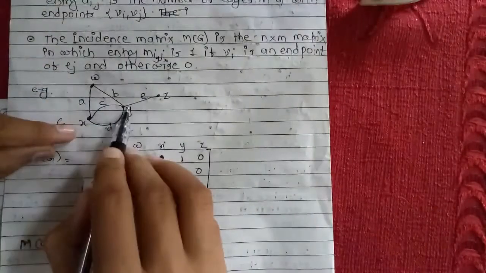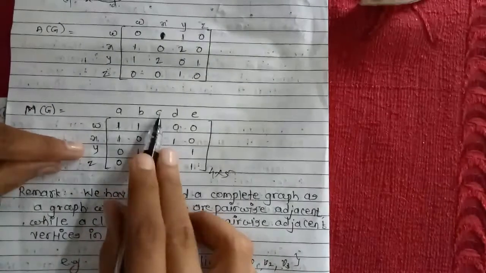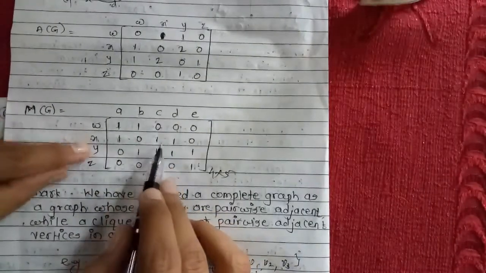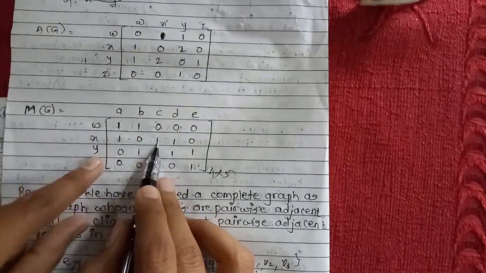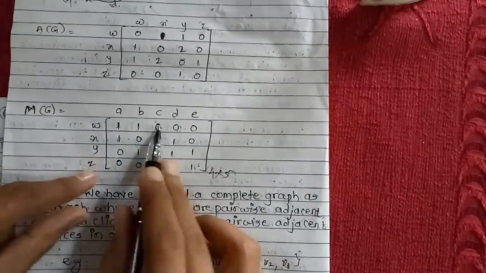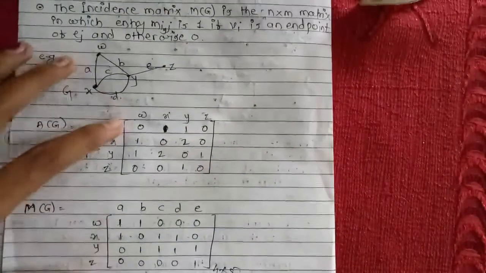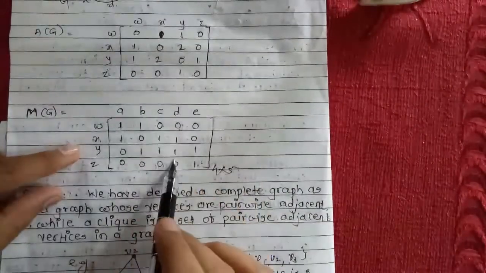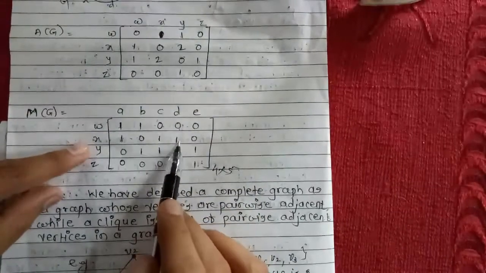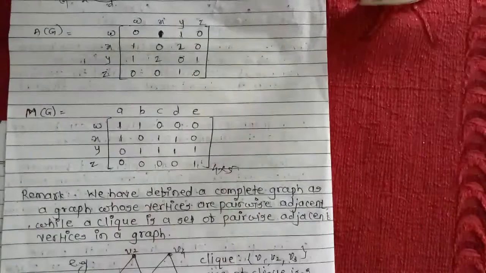C: the endpoints of C are X and Y. Look at column C and put 1 in front of X and Y, because X and Y are endpoints of C. Put the other entries 0. D: the endpoints of D are X and Y. In column D, the entries are 1 for X and Y. Put the others 0, and similarly for the rest.